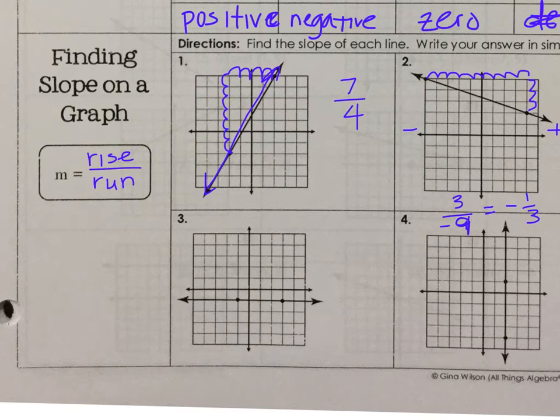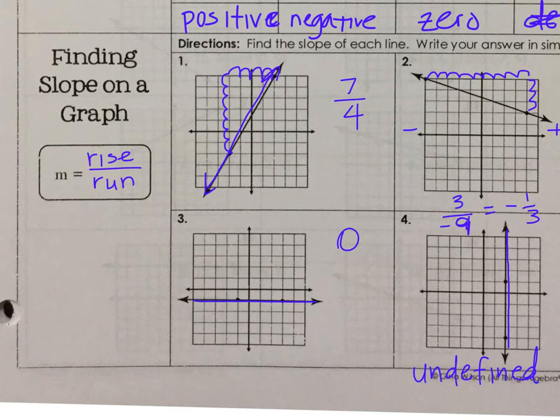This line right here, we know when it's a horizontal line, it always has 0 slope. And we know when we get a vertical line, we always have undefined.